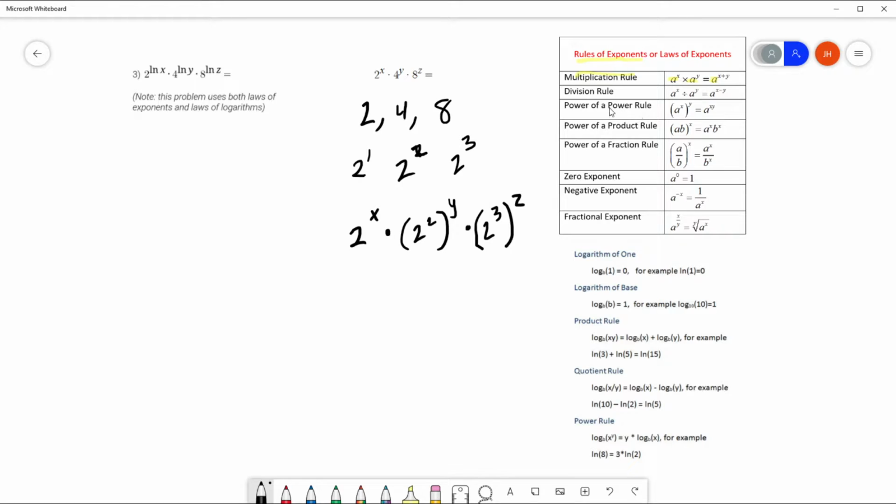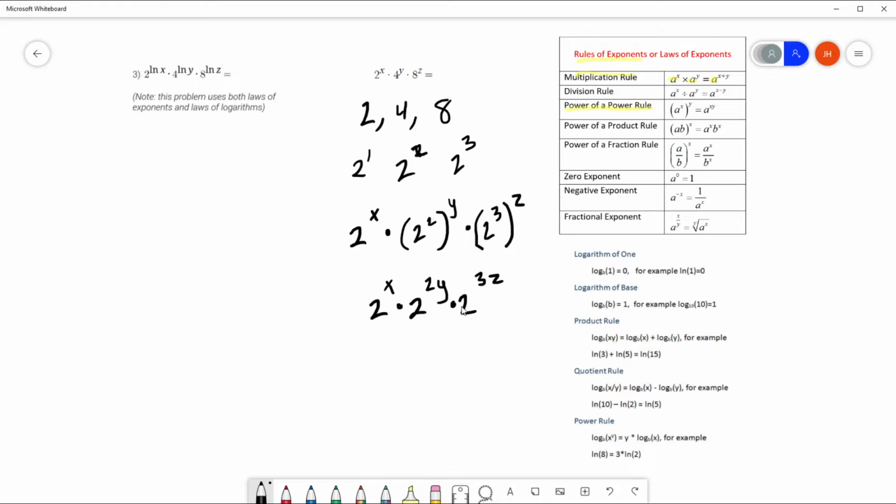We're going to use the power of a power rule right here. Oops, let me highlight that. The power of a power rule tells us that if I have an exponent on another exponent, then they multiply. So 2 squared to the y is going to be 2 to the 2y. 2 cubed to the z is going to be 2 to the 3z. And 2 to the x is still 2 to the x.